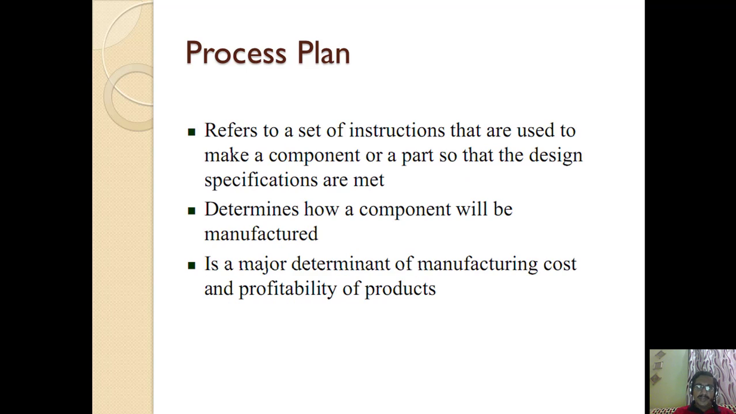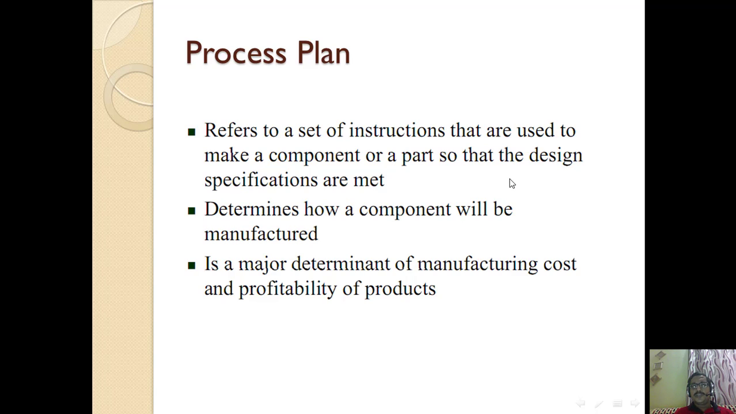So what is a process plan? We should come backward and understand what actually we mean by a process plan. It refers to the set of instructions that are used to make a component or a part so that the design specifications are met. So obviously your inputs are the design specifications of the product to be manufactured, and the output is the route sheet.